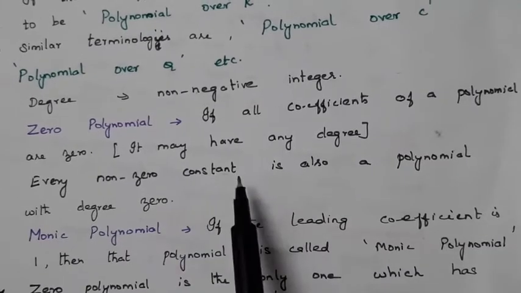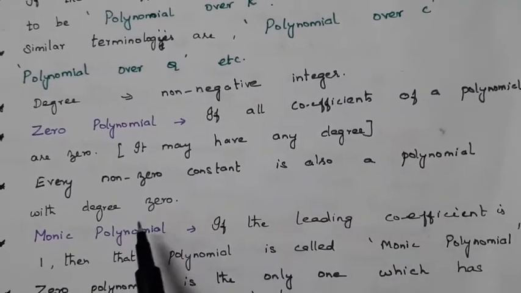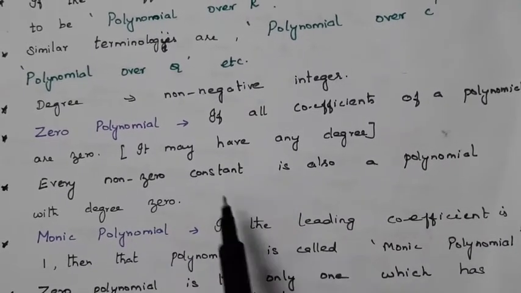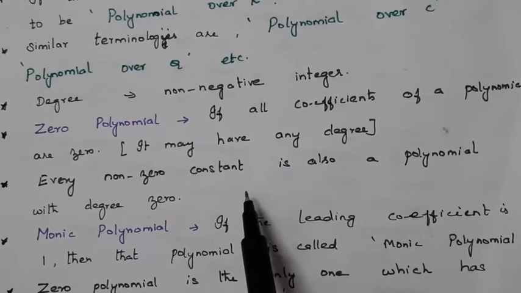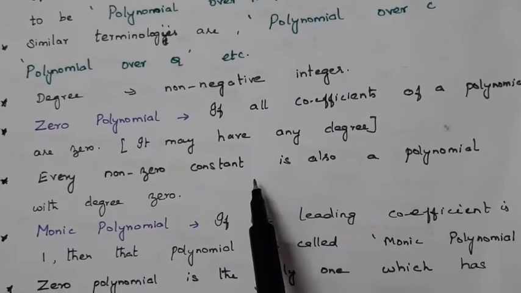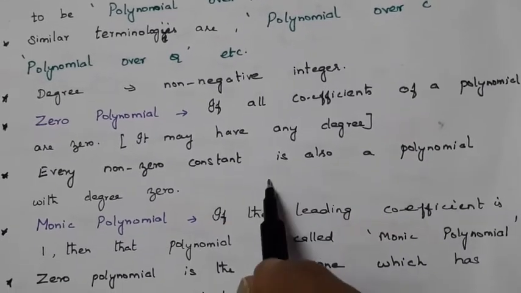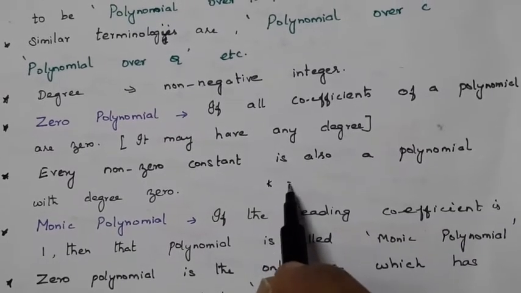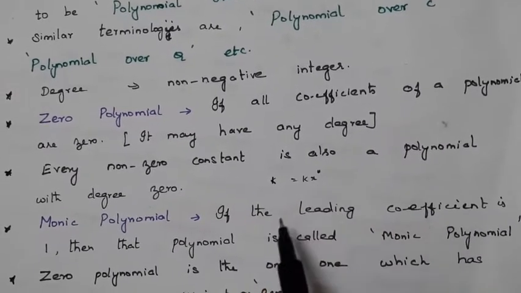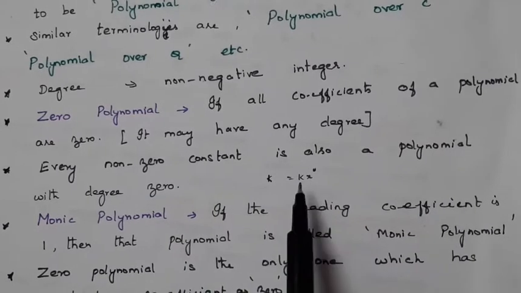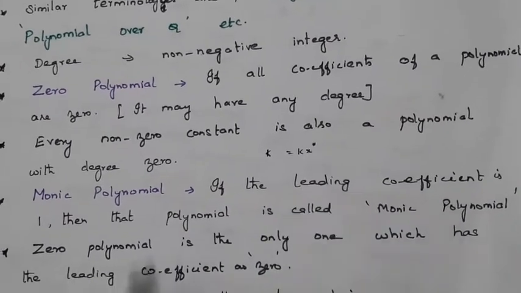Every non-zero constant is also said to be a polynomial with degree 0. So even if a constant k is there, we can say that k is also a polynomial with degree 0, that is, if k can be expressed as k into some variable x power 0. So this is also a polynomial with degree 0.